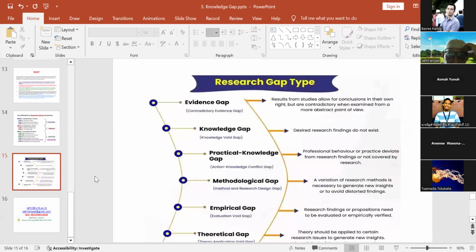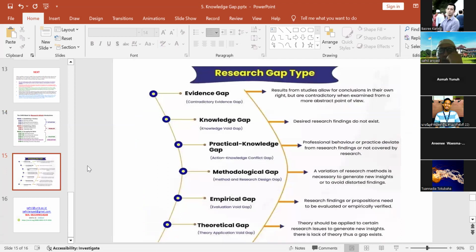Okay, so these are the examples of the seven types of research gap. Number 1 is evidence gap. Results from studies allow for conclusions in their own right, but are contradictory when examined from a more abstract point of view. So the evidence gap: the evidence from previous studies is not consistent. They can be contradictory, they are contrasting each other, they don't come up with the same conclusion.